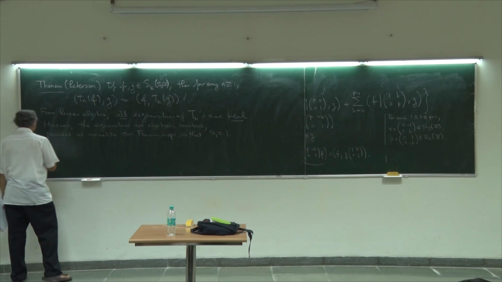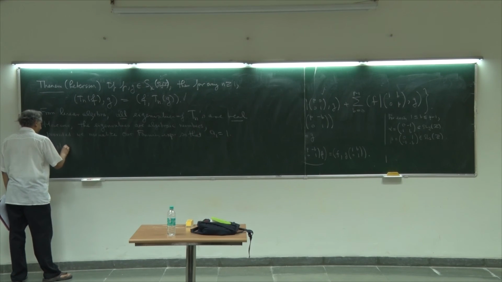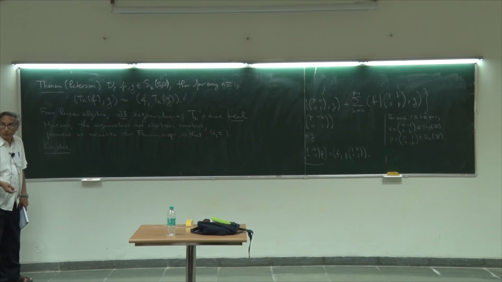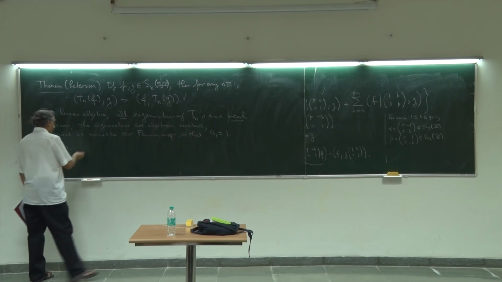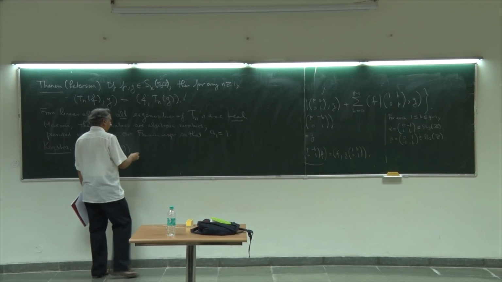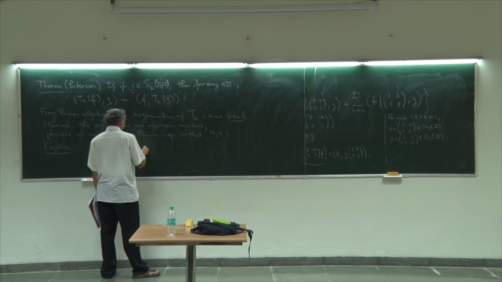The key idea here, and this is where I'm going to use level 1 structure. The level 1 structure tells me that the space of modular forms of SL2Z is a polynomial, is spanned by these Eisenstein series.